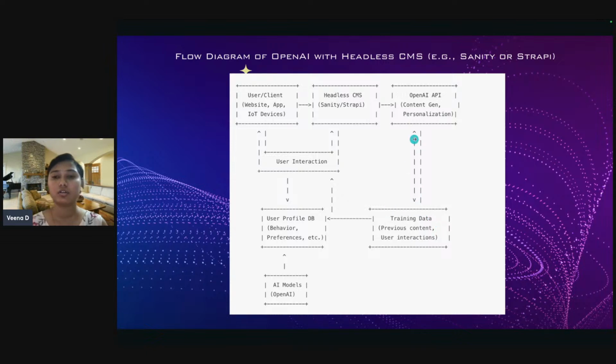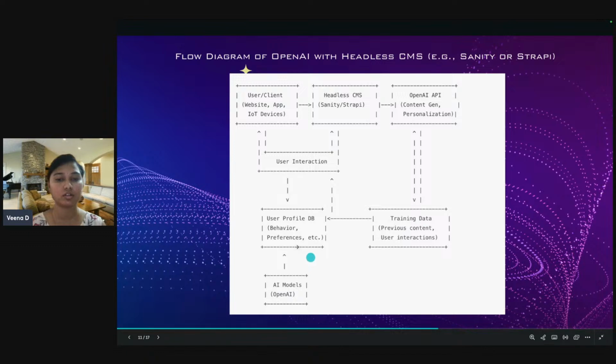Okay, so whenever we get the input, OpenAI will process it and give the proper content. Along with that, the models will be trained as and when we give input back and forth. It will check the previous content and the user interactions, and based on that, it will train on the data and give the proper output. We have the database where the generated content and trained data will be stored, and we have the AI models as well. These will be trained separately.